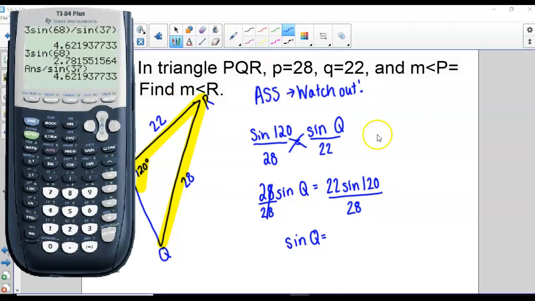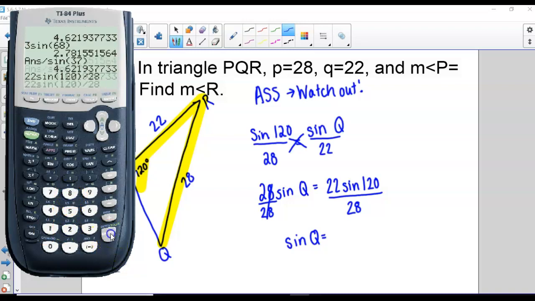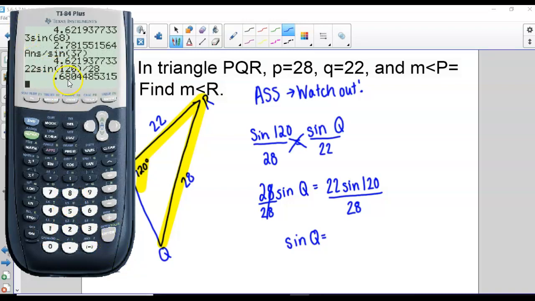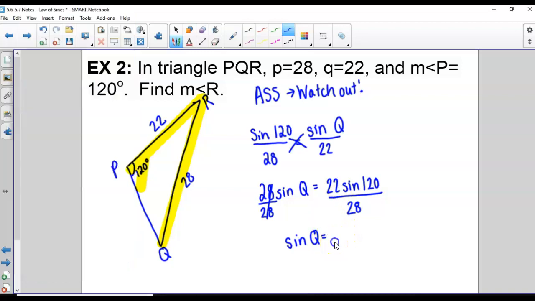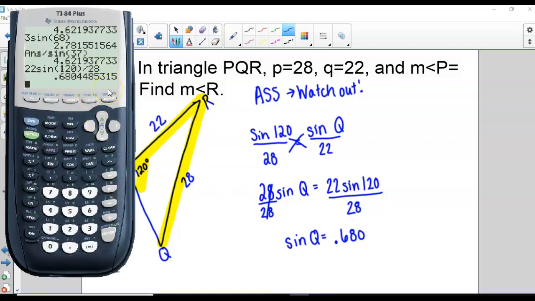I think I'm going to go ahead and get the decimal for that. So 22 sine 120 over 28. Okay, that's 0.6804, so 0.680. And keep that number in your calculator. I'm going to round it off to write it down, but keep that number in your calculator.